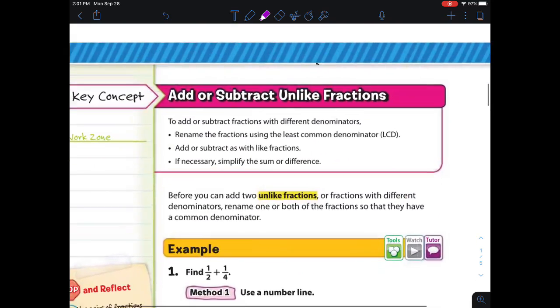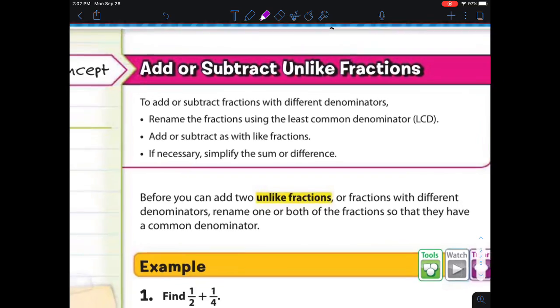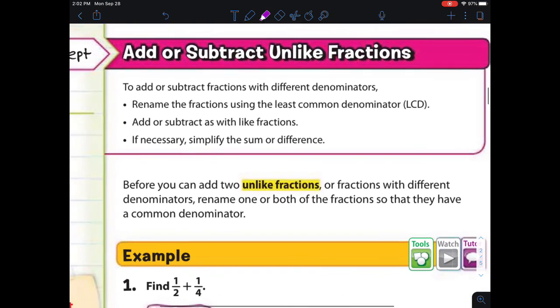You should have your book in front of you so you can take down notes. So the key concept in this lesson is to add and subtract unlike fractions, and there are 3 steps according to this rule right here. When you add and subtract fractions with different denominators, first you need to rename the fractions using the least common denominator. Second step, you are going to add and subtract with like fractions. And third step, you are going to simplify the sum or difference if necessary.